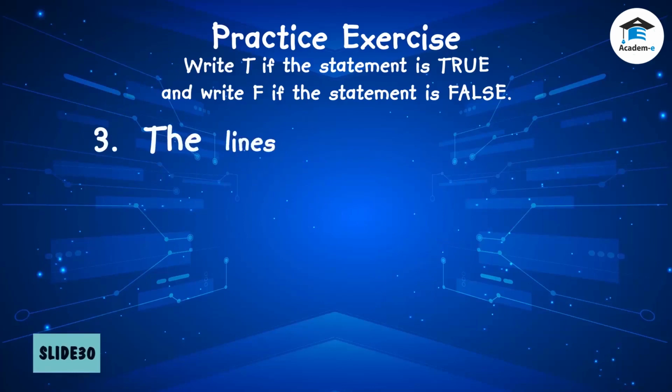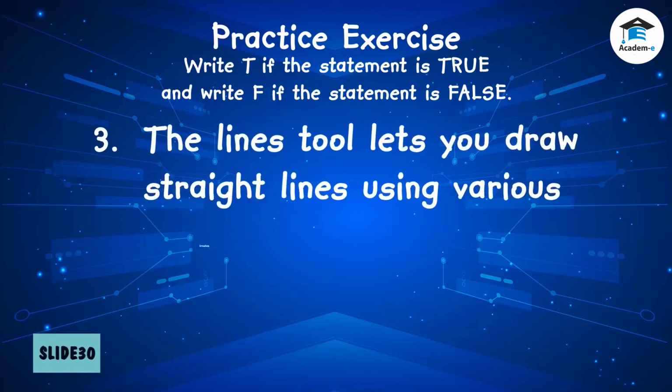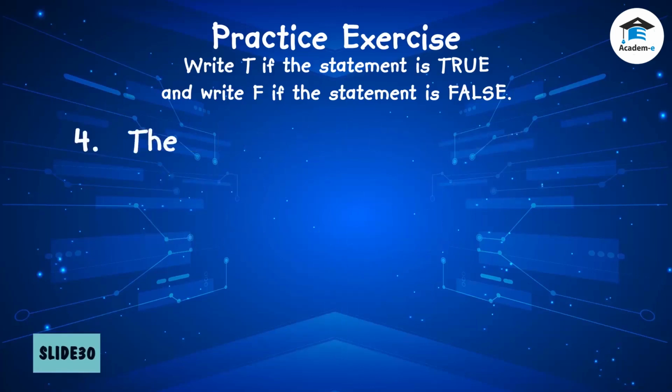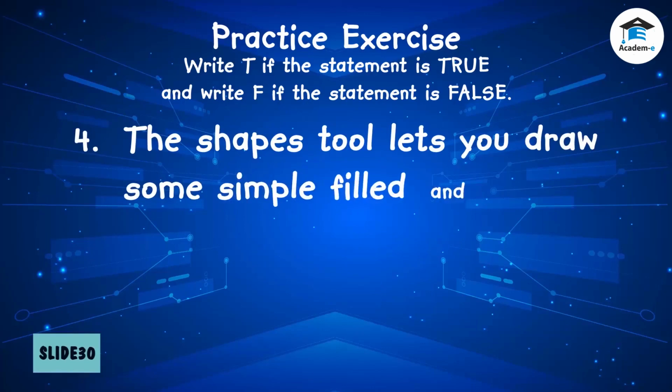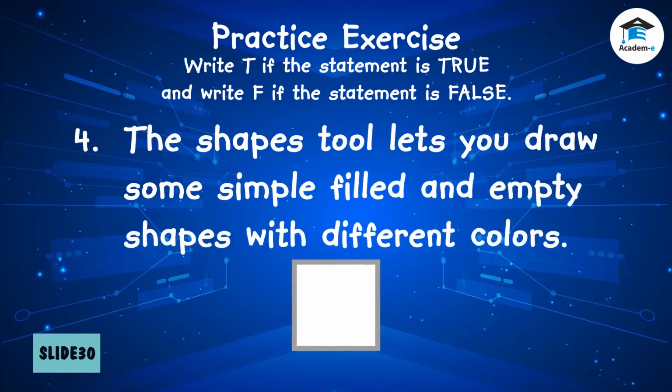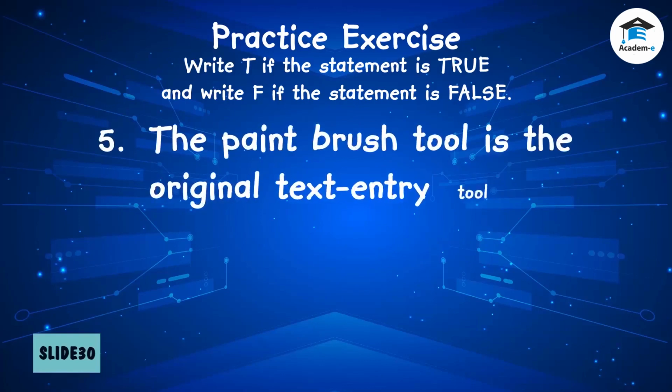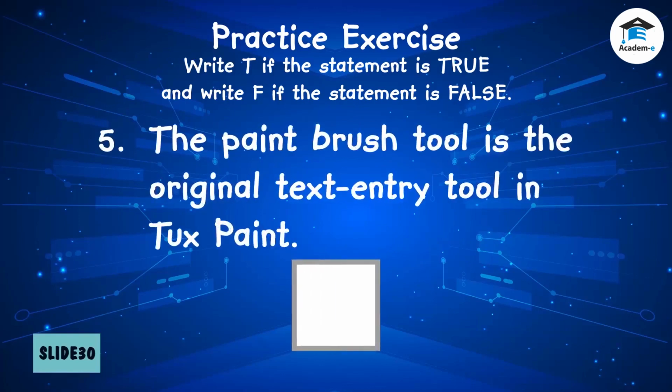Number 3. The Lines tool lets you draw straight lines using various brushes and colors. This statement is correct. Number 4. The Shapes tool lets you draw some simple filled and empty shapes with different colors. This statement is correct. Number 5. The Paint Brush tool is the original text entry tool in Tux Paint. The Text tool is the original text entry tool in Tux Paint.